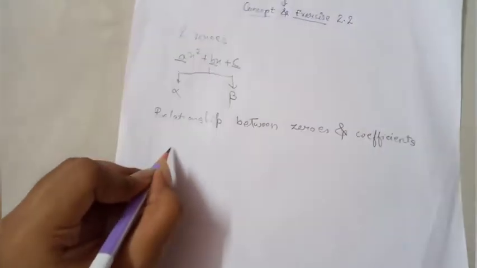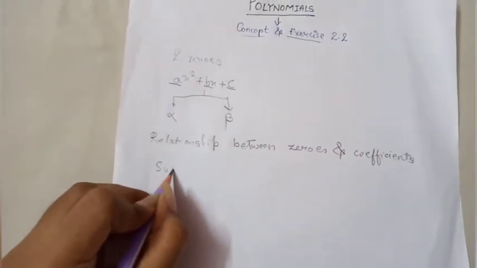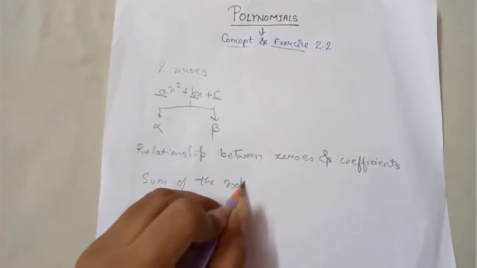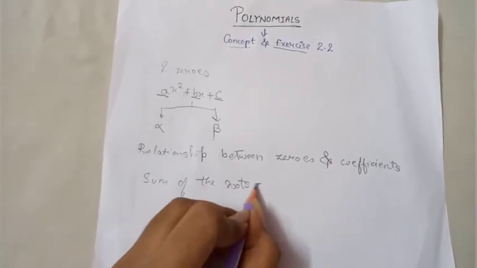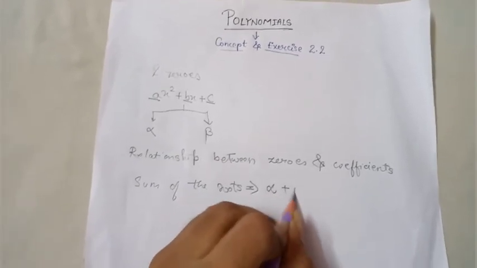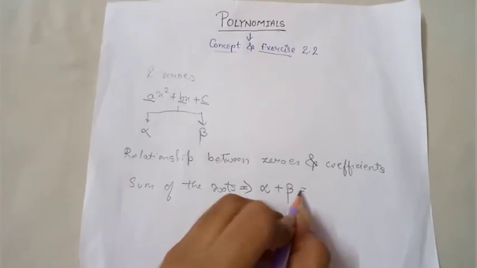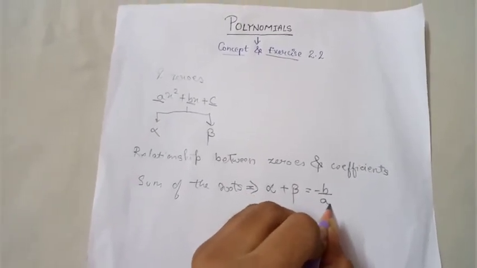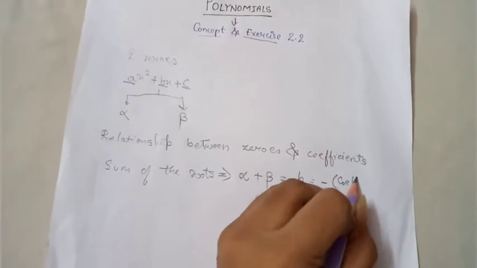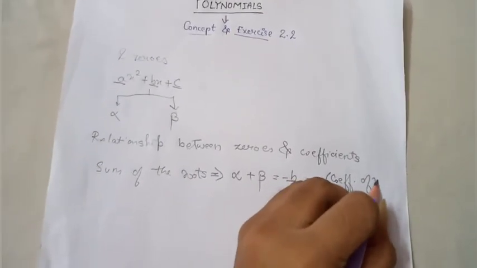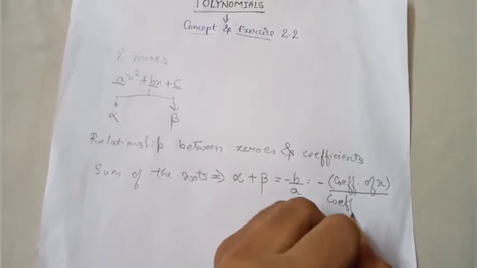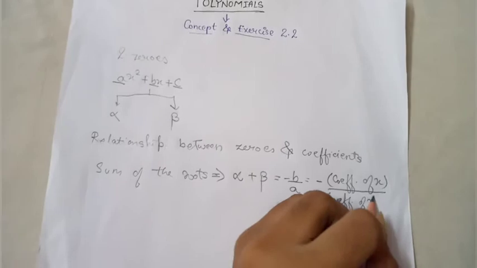Now just see, the sum of the roots, we'll write it as alpha plus beta. It will be equal to minus b upon a, which means negative coefficient of x upon coefficient of x square.